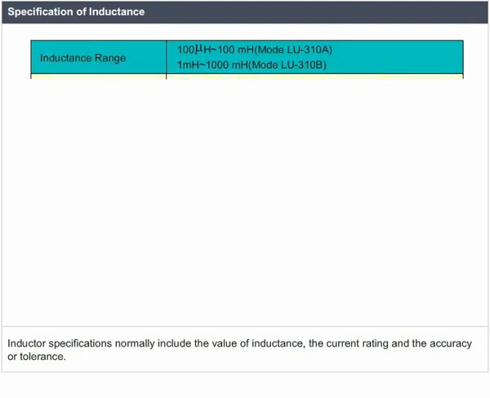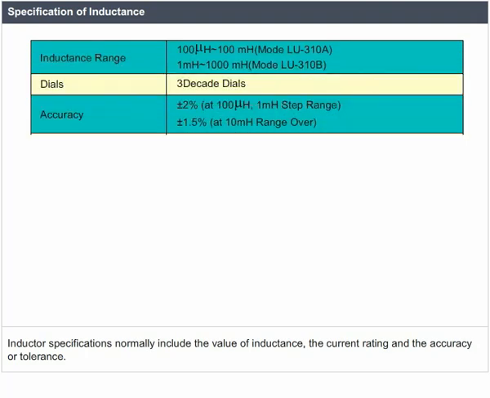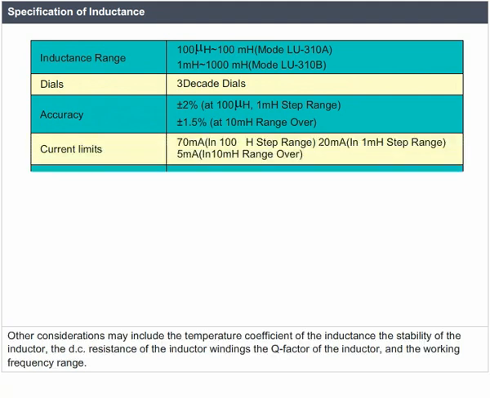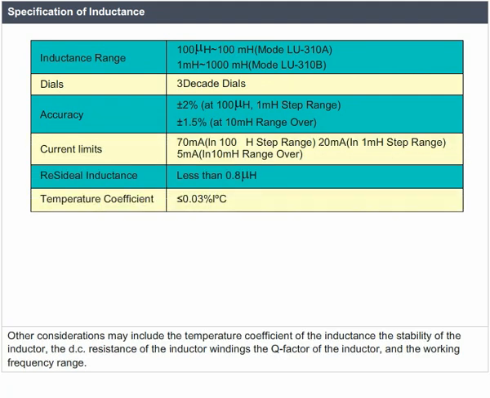Specification of inductance. Inductor specifications normally include the value of inductance, the current rating, and the accuracy or tolerance. Other considerations may include the temperature coefficient of the inductance, the stability of the inductor, the DC resistance of the inductor windings, the Q factor of the inductor, and the working frequency range.